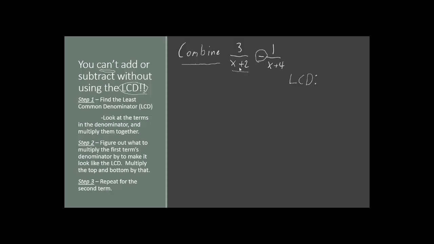We have our first term, x plus 2, and our second term, x plus 4. The LCD is just going to be those two terms multiplied together. X plus 2 times x plus 4. Our goal is going to be to make both of our fractions have this denominator. So these denominators that we've written already are going to have to change. We have to change our denominators into that.